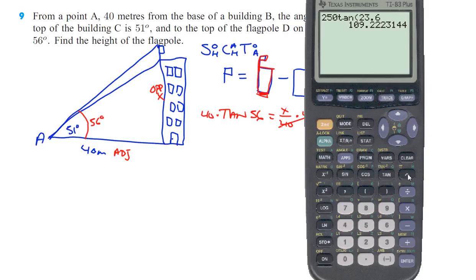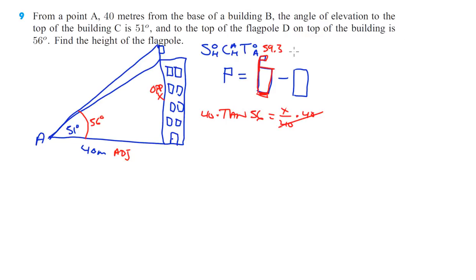And we will figure that out. So we have 40 tangent 56 gives us 59.3. So the height of the building, 59.3. That's the building and the flagpole. So then just the building, we'll do that. Let's say we'll do the building in just green here.